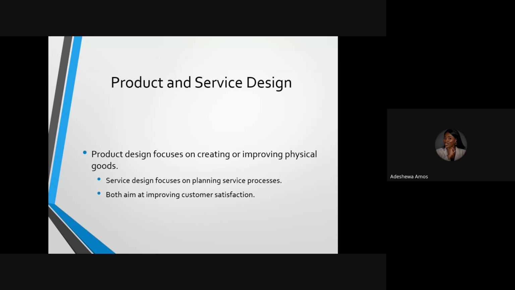All right. So this is section 2. We will be talking about product and service design. When we talk about product design, it focuses on creating or improving physical products, okay? But service design focuses on planning service processes. But the two of them aim at improving customer satisfaction. Product design focuses on creating or improving physical goods, like I mentioned earlier, maybe a phone, laptop, TV, or refrigerator, okay? So that is product design.